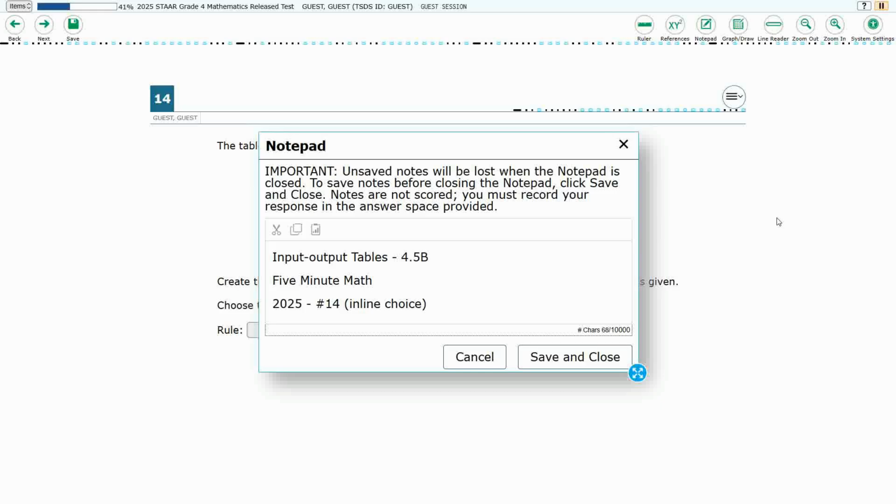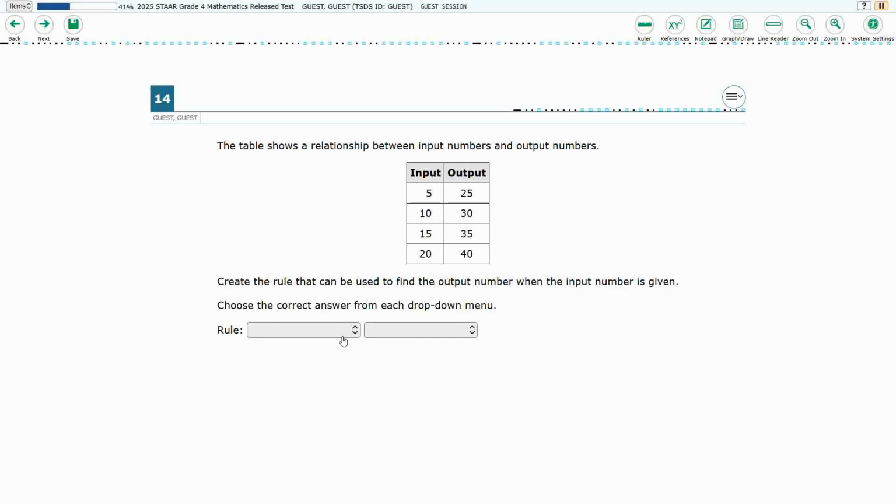Today we are looking at the fourth grade concept of input-output tables. This is standard 4.5b in the great state of Texas, and we're using item number 14 off the 2025 released STAAR test. This is a new item type called inline choice. If you haven't done so already, please go ahead and take a moment to pause the video, work this problem out on your own, unpause it, and we will look at our answers together.